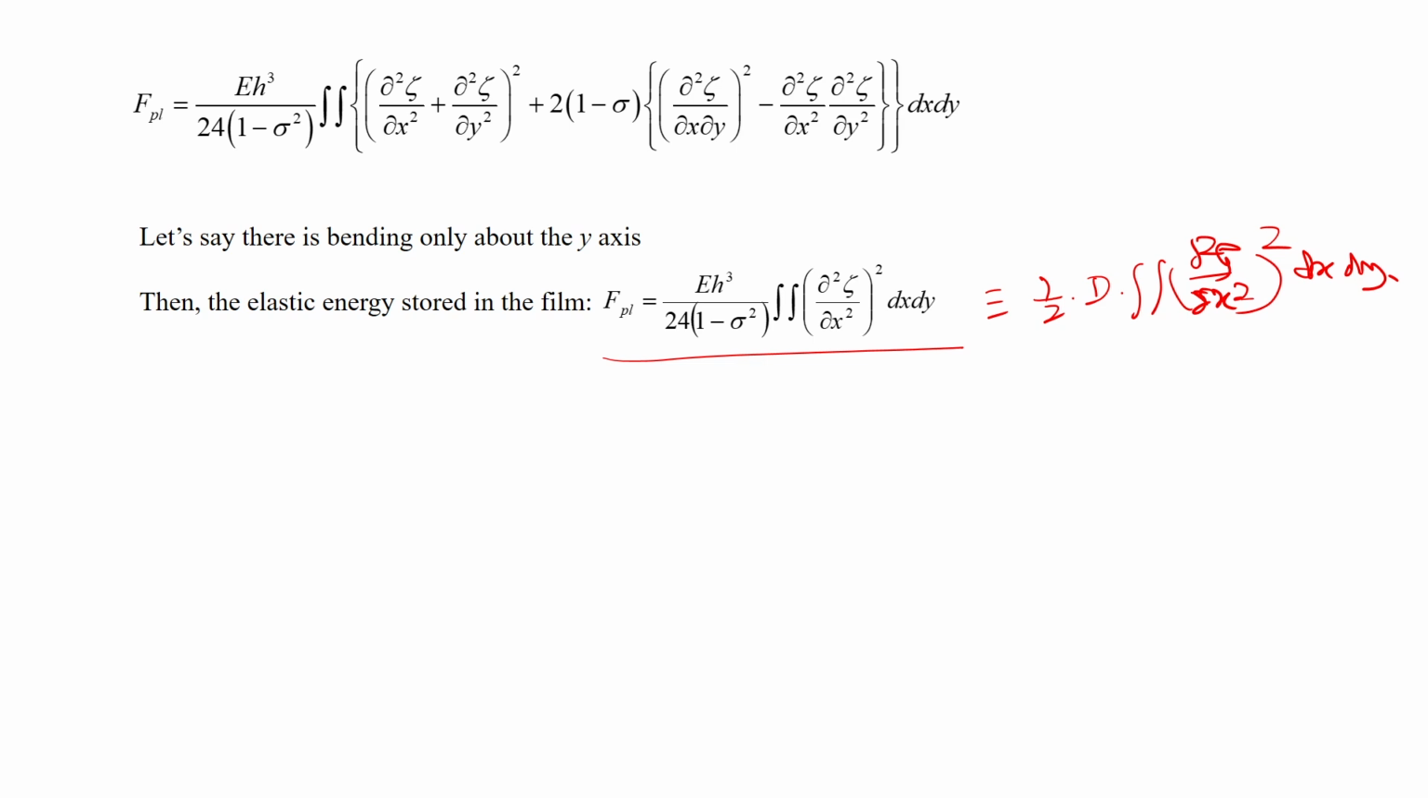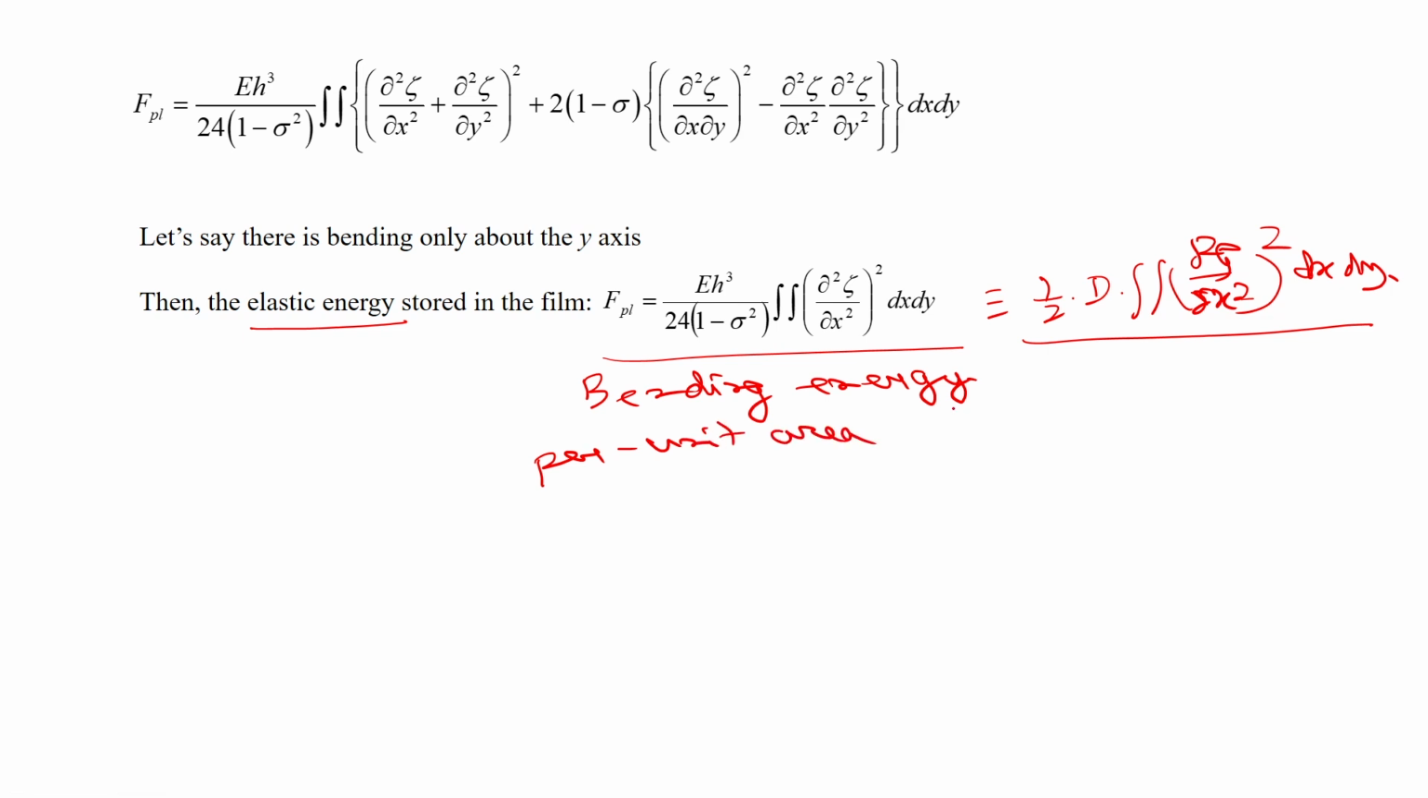So, this is the energy. Now, this elastic energy is because of bending, so this is called the bending energy of the thin sheet, and this is the bending energy of the total thin sheet. But the bending energy per unit area will be equal to half D, and del square zeta by del x square, that is actually the curvature. So, it is actually half D curvature square. That is all bending energy.